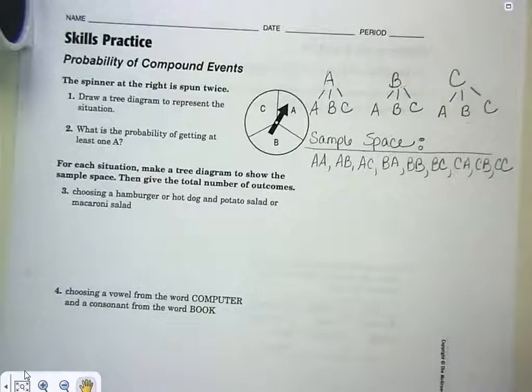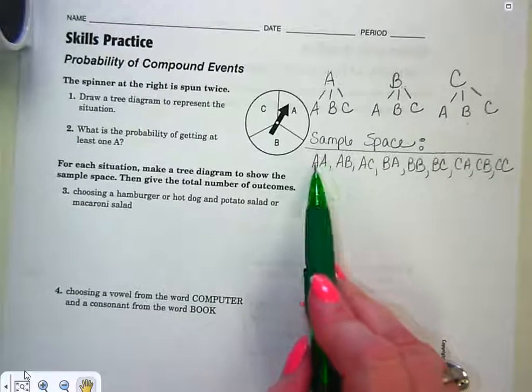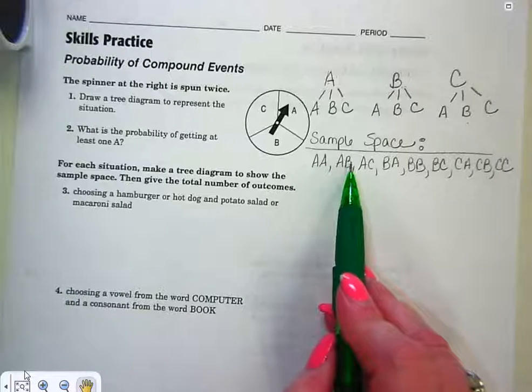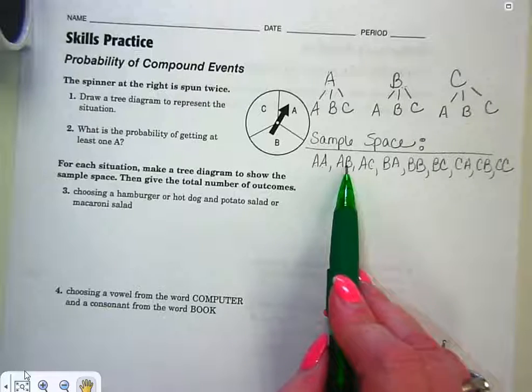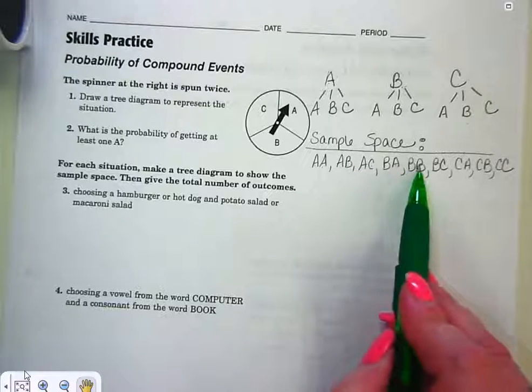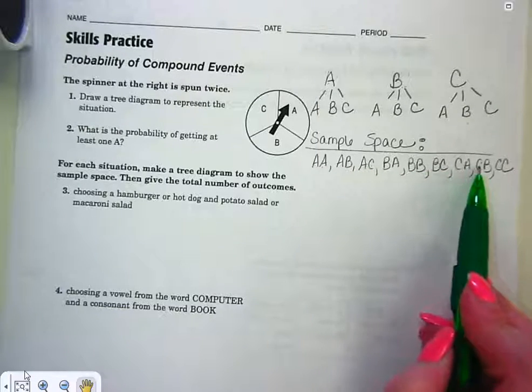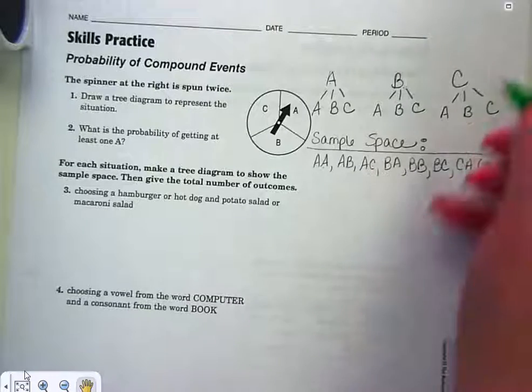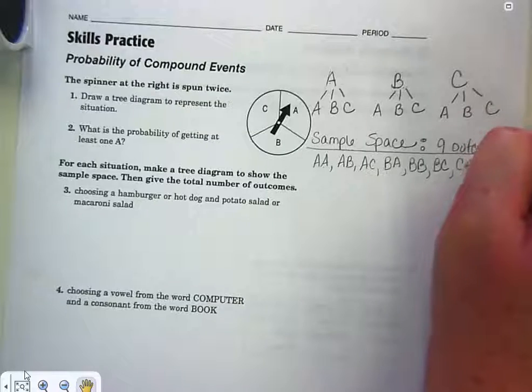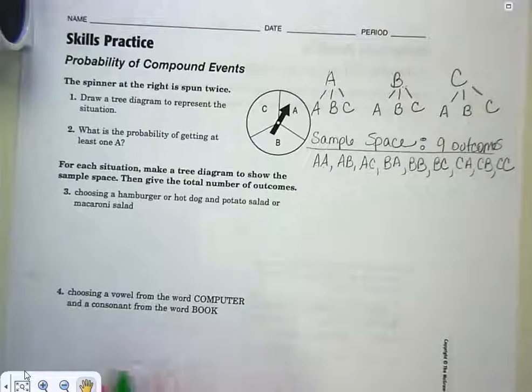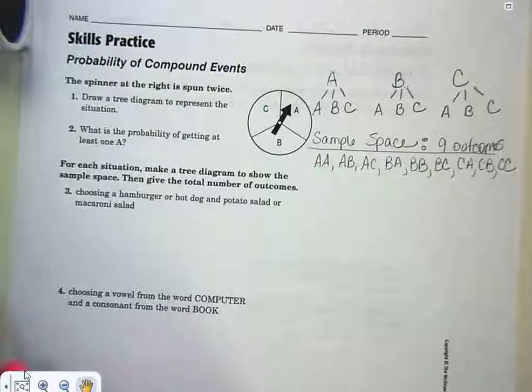So how many outcomes are there? 1, 2, 3, 4, 5, no. 1, 2, 3, 4, 5, 6, 7, 8, 9. There's 9 outcomes. Why is that funny? No, I was counting them individually. That was wrong.